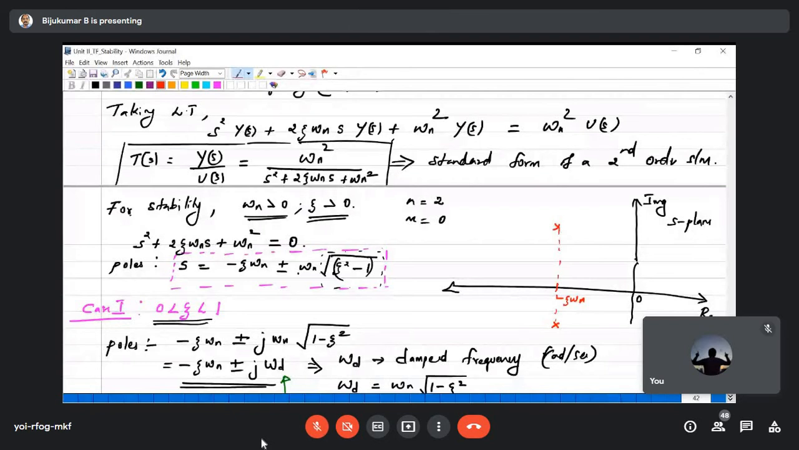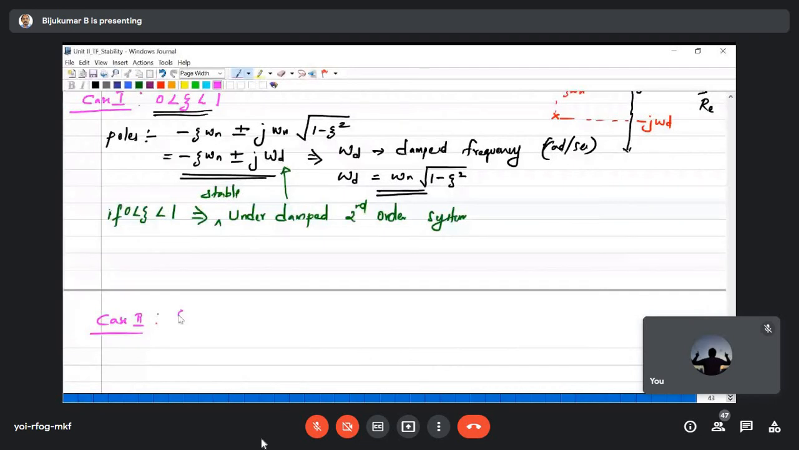Now we'll move to another case. Case 2, when zeta is equal to 1. Damping ratio is equal to 1. So what will be the nature of poles? If you substitute 1 in that relation, the poles will be, there is no imaginary part, right? Yeah, it will be real. And what is the magnitude? Zeta is 1 means it will be minus omega n and minus omega n.